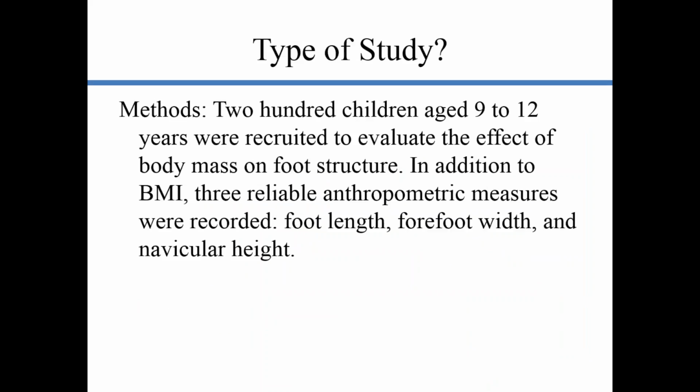So forget this ecological thing. Now I'm going to give you a quiz, and I want you to think of two things: directionality and unit of analysis. 200 children aged 9 to 12 were recruited to evaluate the effect of body mass on foot structure. In addition to BMI, or body mass index, 3 reliable anthropometric measures were recorded: foot length, forefoot width, and navicular height. So I can already see, this is from PubMed, but the hypothesis is pretty clear to me.